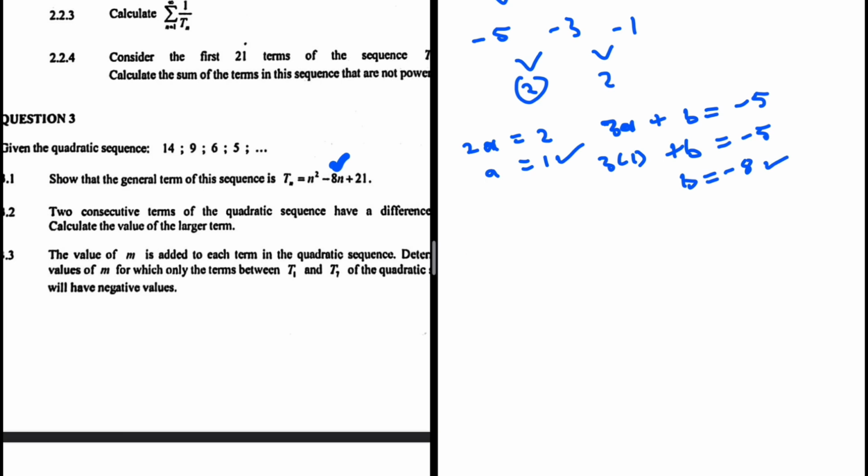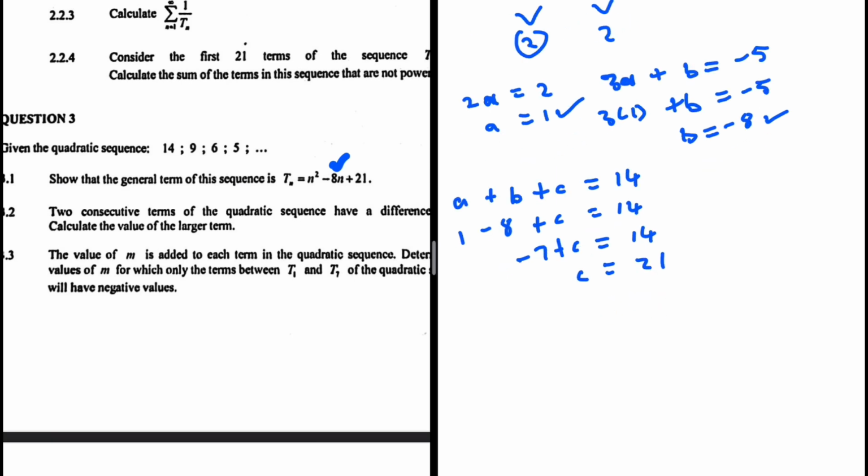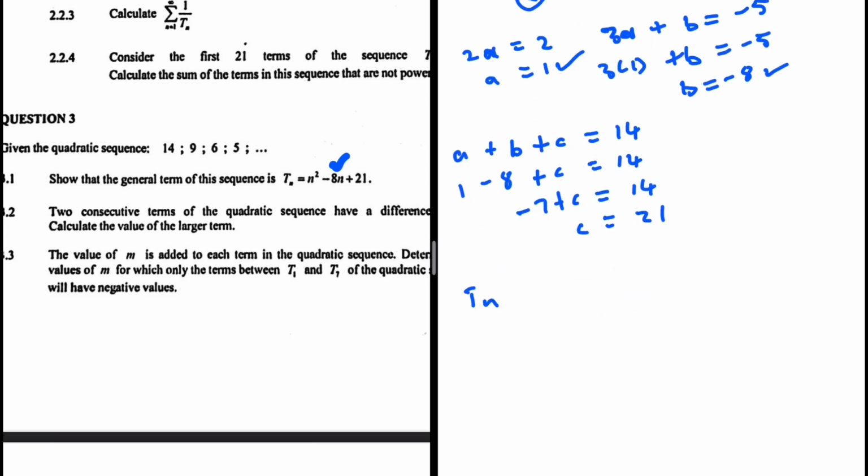Let's take a look at a plus b plus c, and see what that is equal to. It is equal to the first term, obviously. A is 1, b is minus 8, plus c is equal to 14. So minus 7 plus c is equal to 14. C is equal to 21. So clearly we've shown that Tn is equal to n squared minus 8n plus 21. There we go.